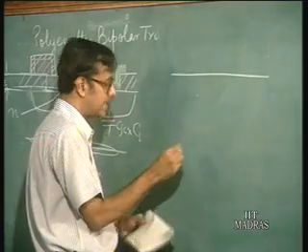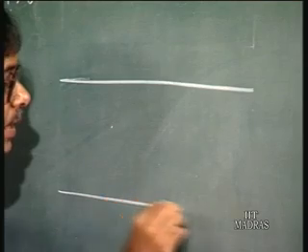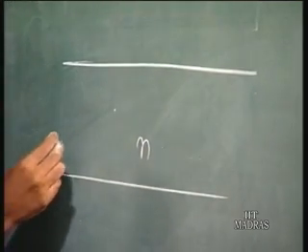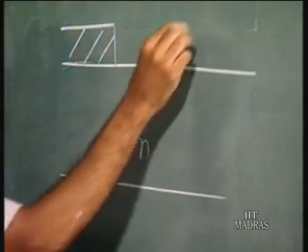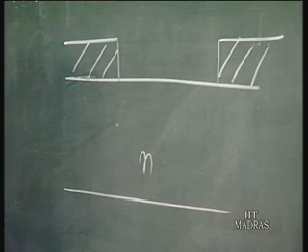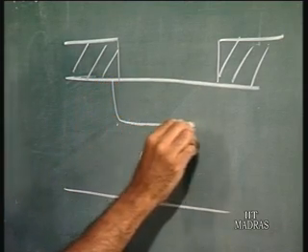So basically, you have the N region here. Then this is the oxide. What you can do is you diffuse the P region, which is the base region.